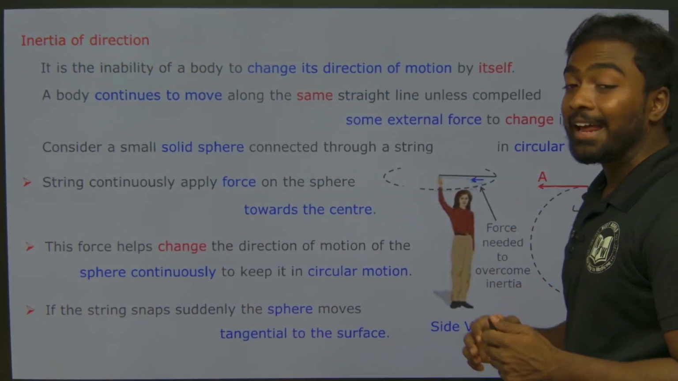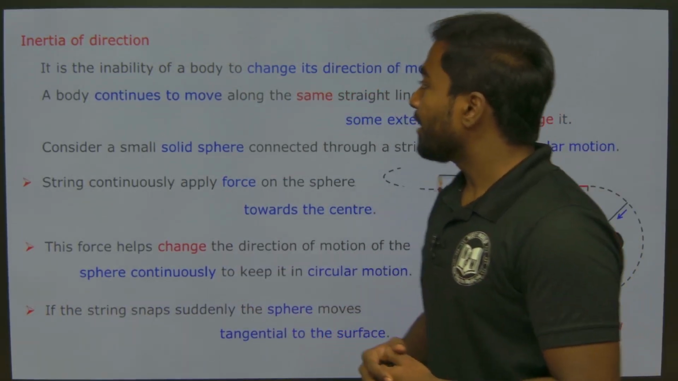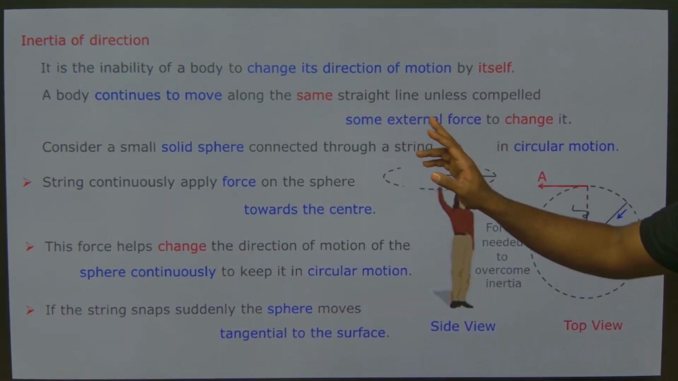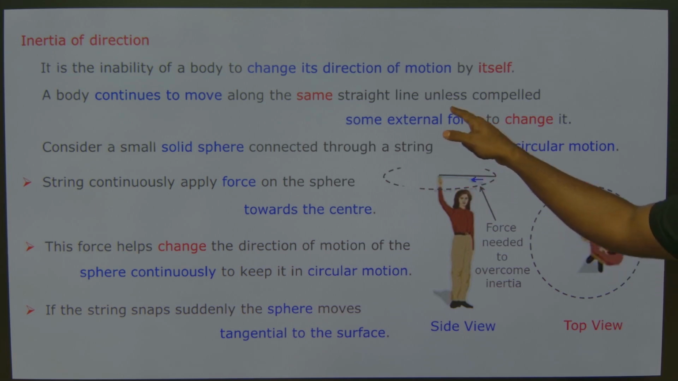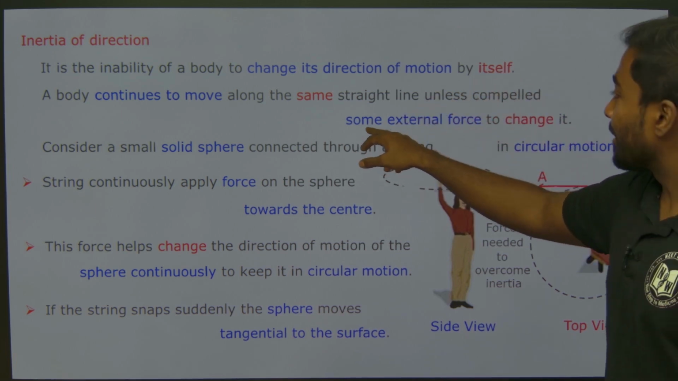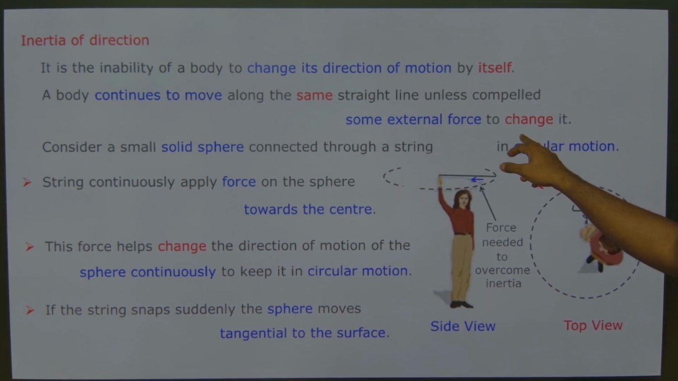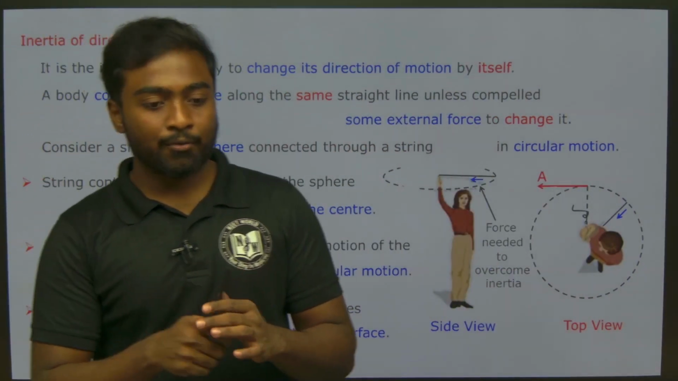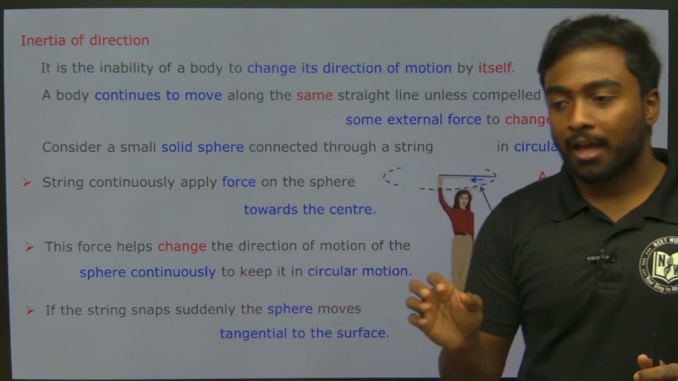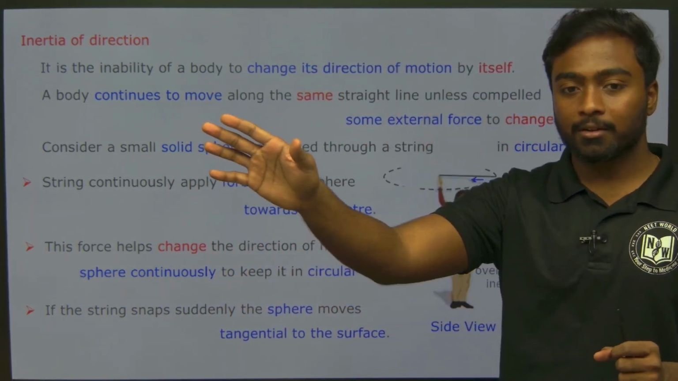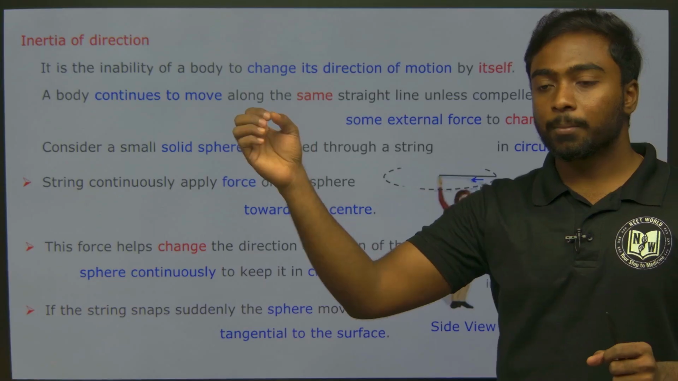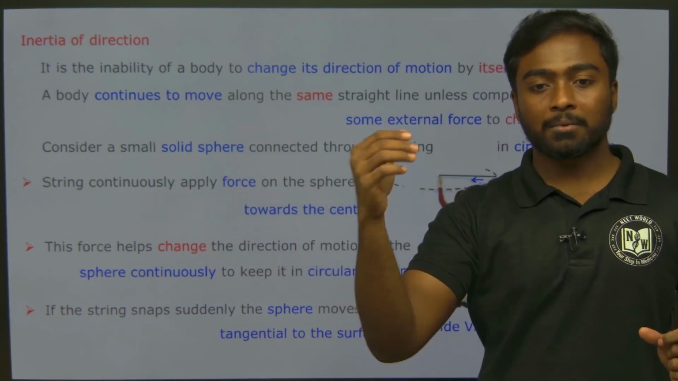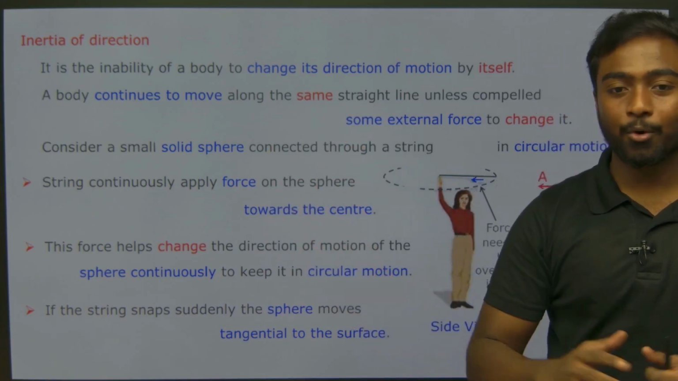Now we will see what is the direction of inertia. It is the same thing: a body does not change its direction of motion by itself. A body continues to move along the same straight line unless or until some external force acts on it. So if I push something, or if I have kept a stick and thrown it like this, it will go in a straight line, unless some thunderstorm is acting over there.